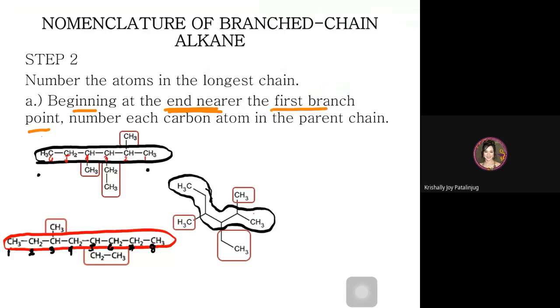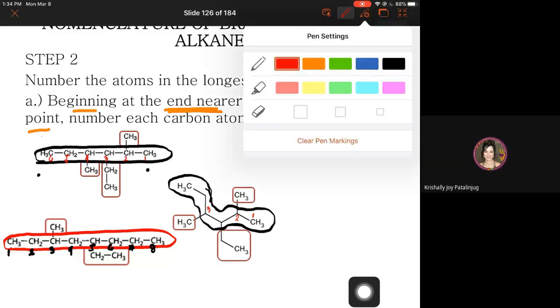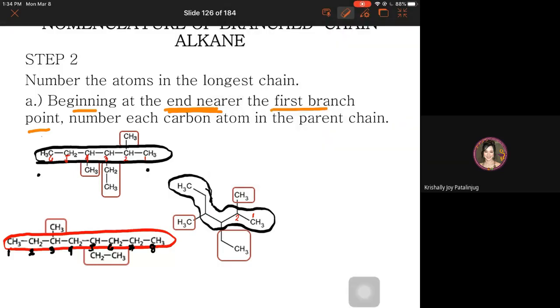Kasi pag ito yung carbon 1, on the second carbon niya, may branch na agad. Kaysa kung sa taas ka magsisimula. Kung sa taas ka magsisimula, on carbon 3 pa, tsaka ka pa makakalocate ng branching point. No? So, yung nasa right carbon, yun yung magiging carbon 1, then continue. 3, 4, 5, and 6.